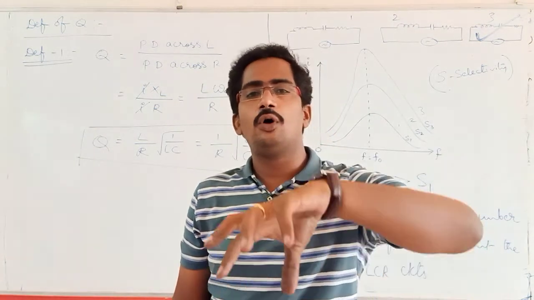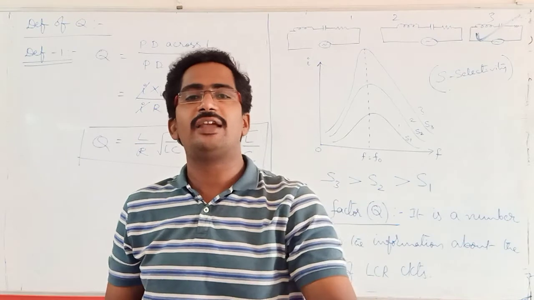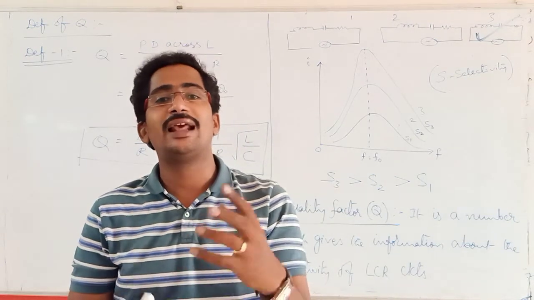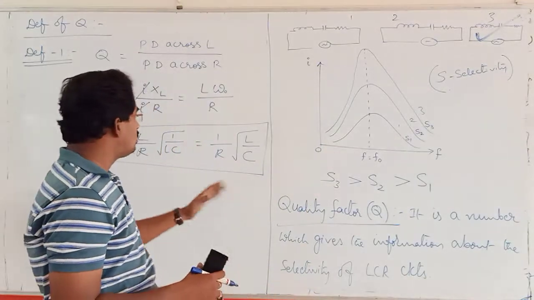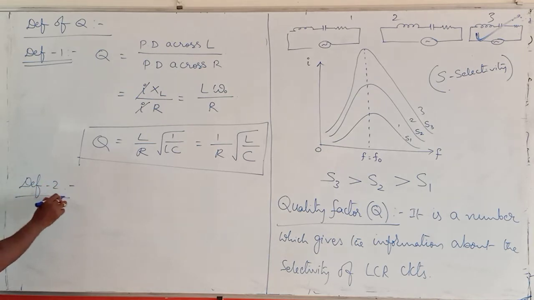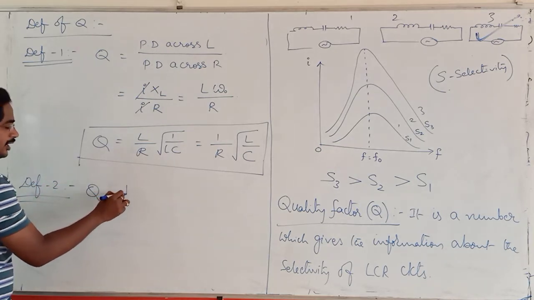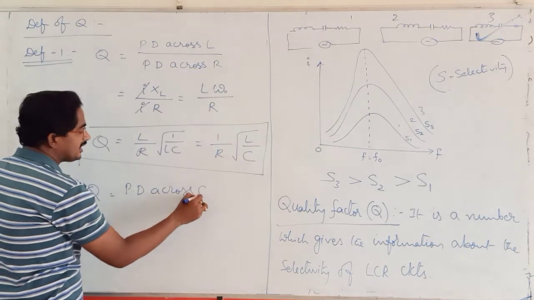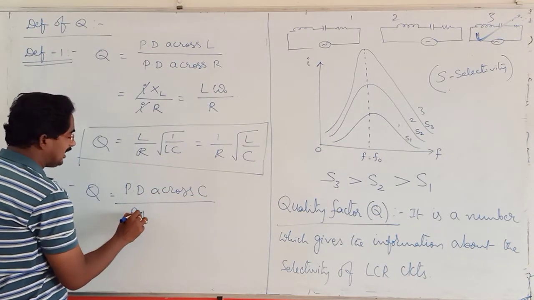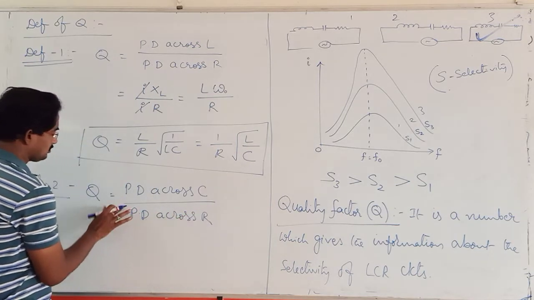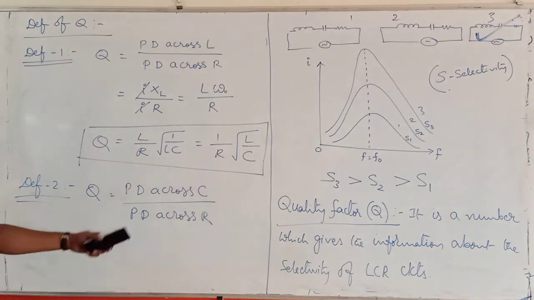Whichever has a higher Q value is said to have more selectivity. Okay, so that is the first definition. The second definition of this: Q equals potential difference across C by potential difference across R. Okay, you may write it like this also.